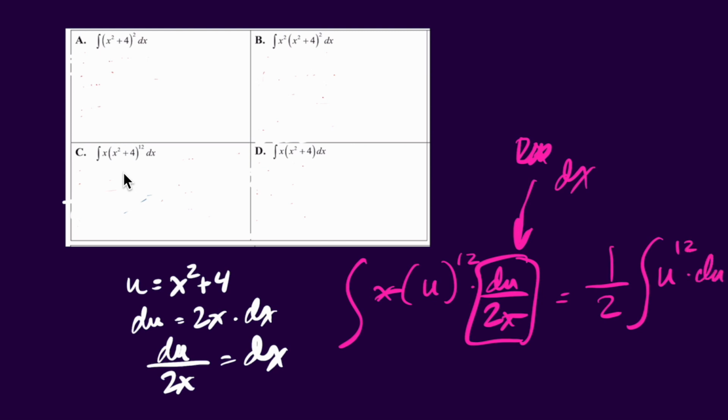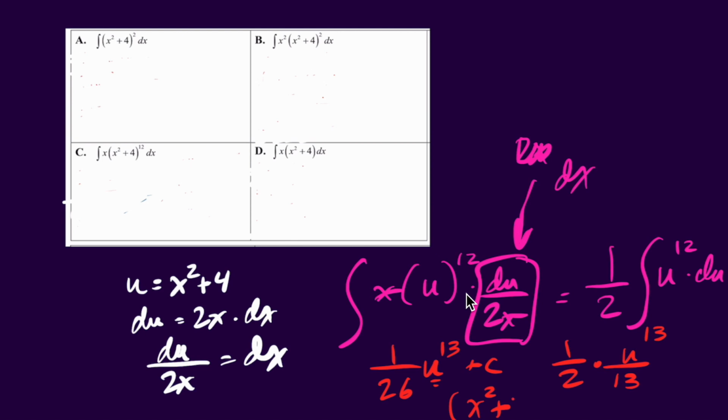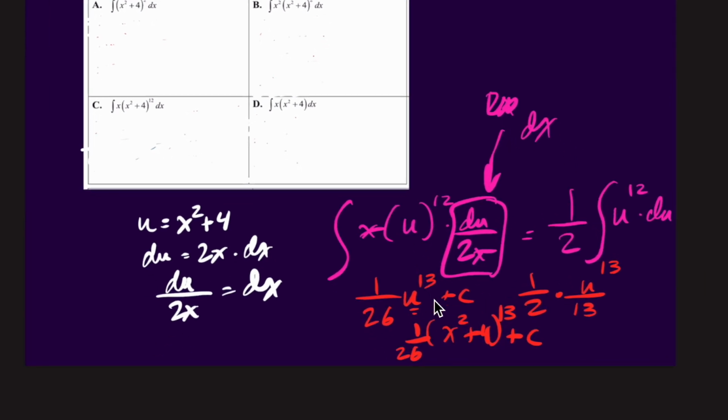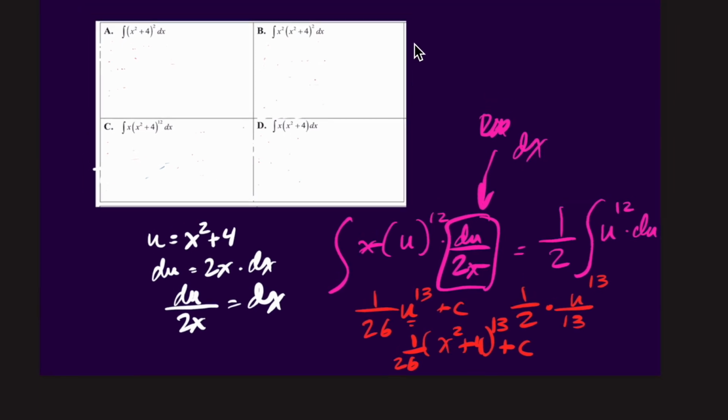We're going to add 1 to that exponent, make it u to the 13th, and we're going to divide by the new and improved exponent, and we're going to have a final indefinite integral of 1 over 26 u to the 13th plus c. Then we're going to go ahead and replace u with the x squared plus 4 to the 13th times 1 over 26 plus c, and I don't know if you could see that, that is your final answer.